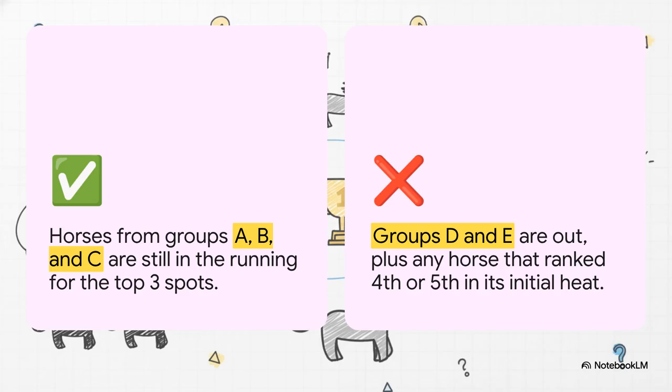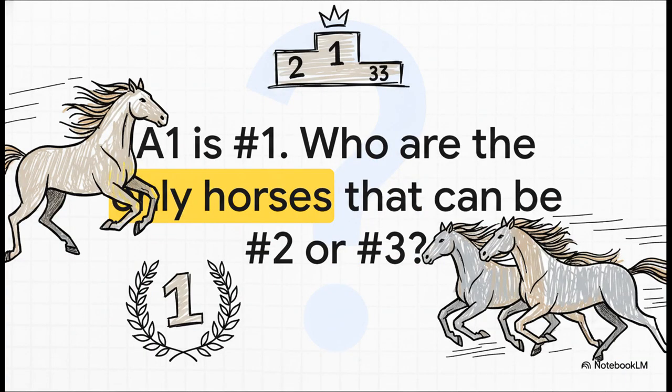And we're not even done. What about the horses that finished 4th and 5th in Groups A, B, and C? Could they be in the overall top 3? No way. We already know of at least 3 horses faster than them in their own groups, so they're out too. Our field of 25 has just gotten a whole lot smaller. Okay, so we've got our number 1 horse, A1, locked in.